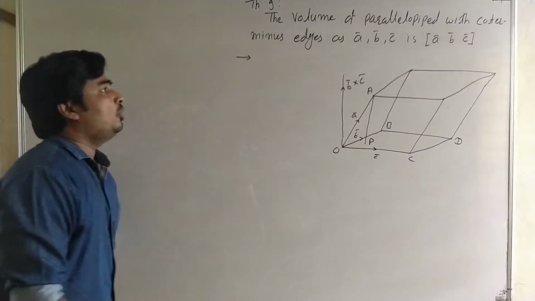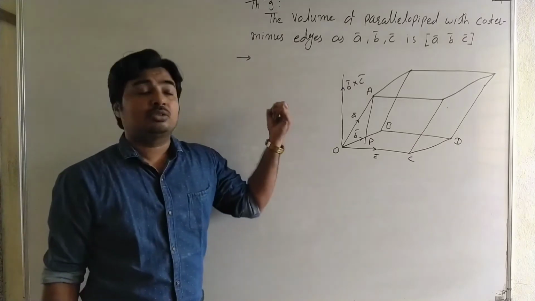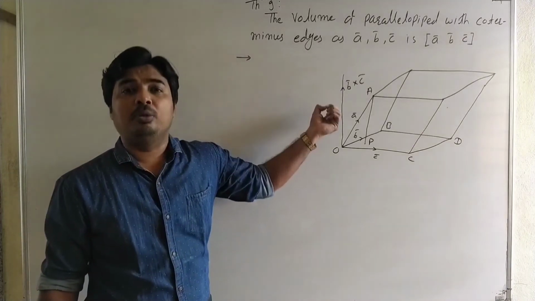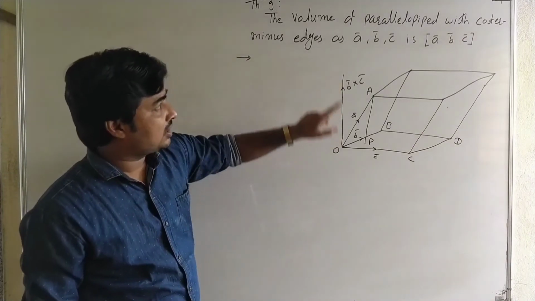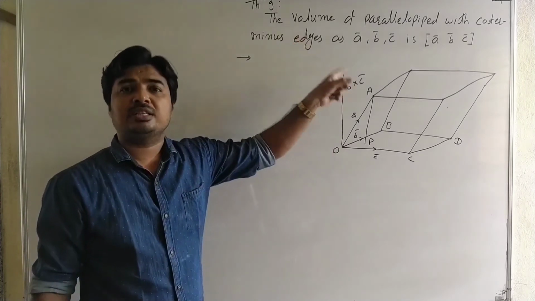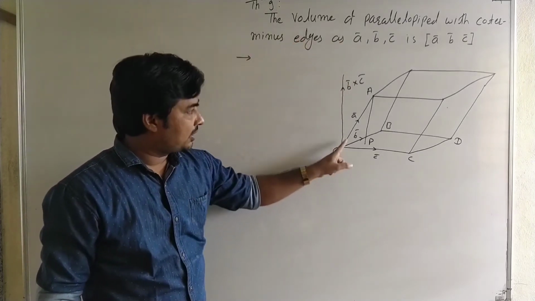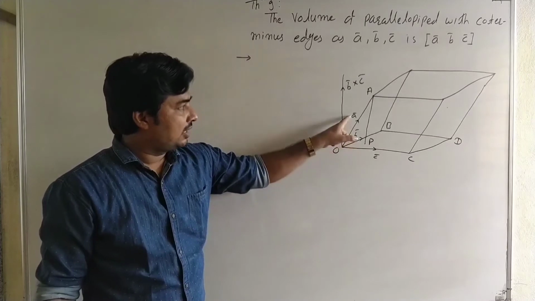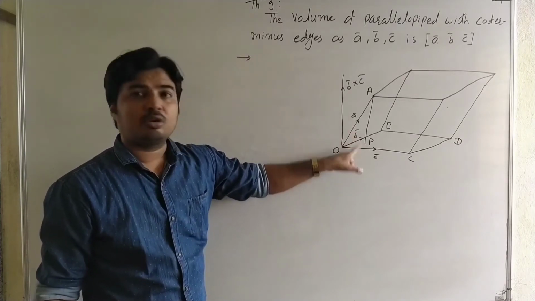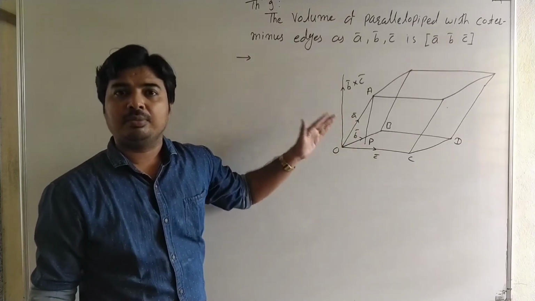Now we want to find the volume of the parallelepiped, and the volume of the parallelepiped is the scalar triple product of adjacent sides, that is a bar, b bar and c bar.